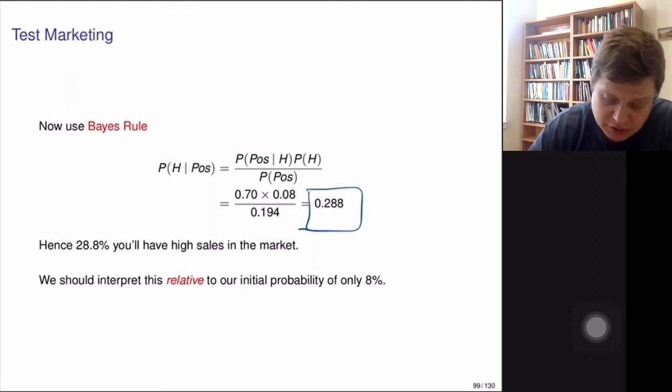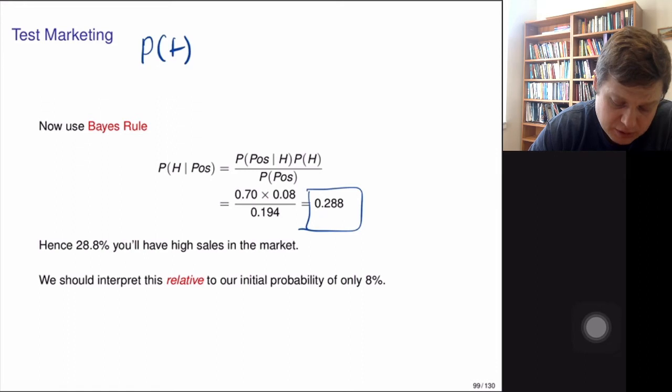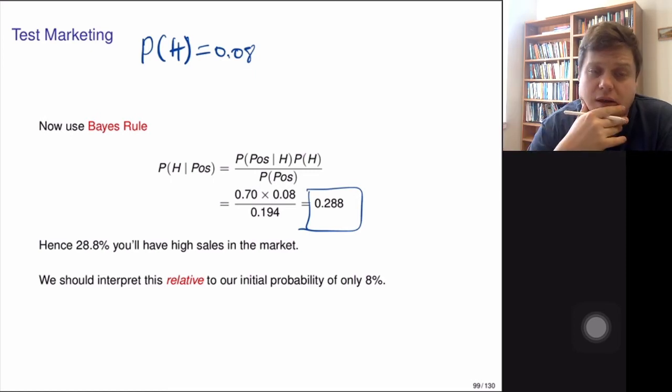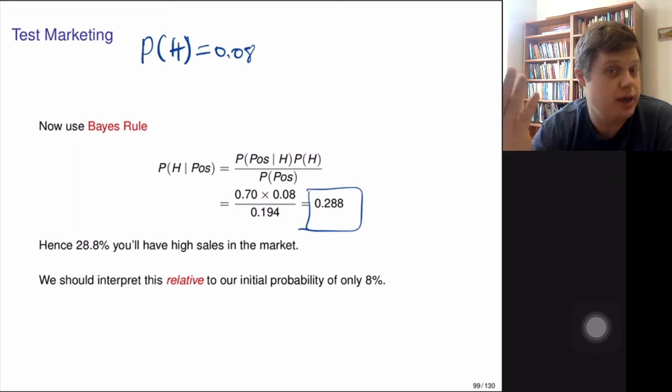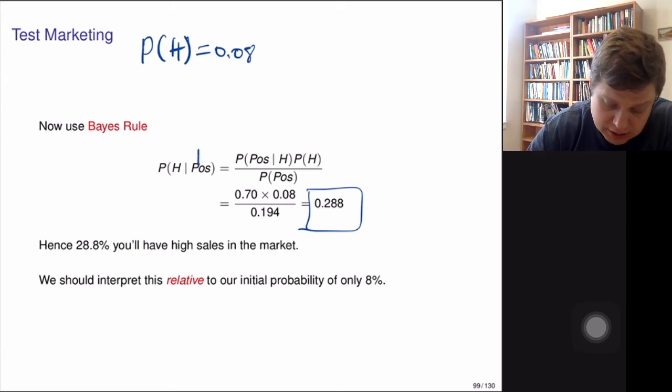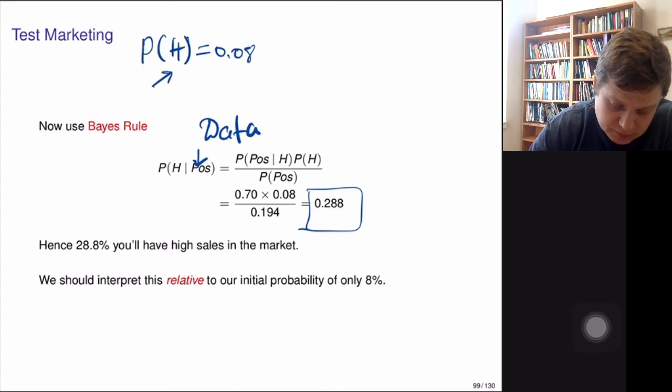And again, the reason is, you remember what we started with here: a prior, P of H, equal to 0.08. So we have a new product, and we don't know anything about it. If we asked what the probability of this product being popular, having high sales, would be, we say, okay, 8%. Now we do the focus group, so we collect a new piece of evidence about this product. The focus group tells us that it's positive, so that's our data. That's the data, and that's our prior.